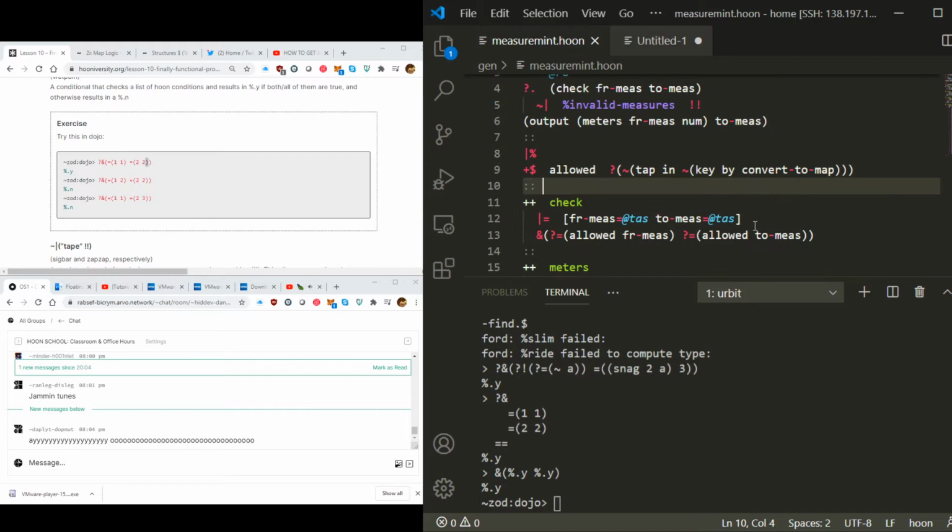We'll see that both of the measurements that we give in, the from and to measurement units, are ones that are in the generator, that are available to us.